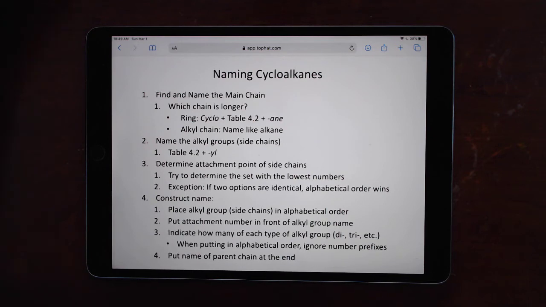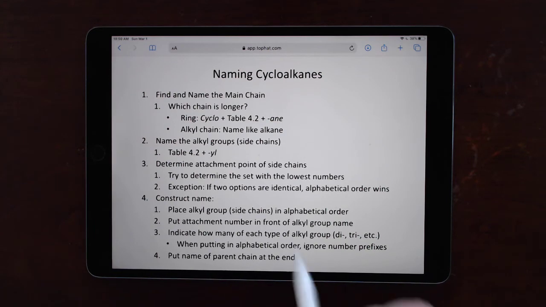Now for this one, the first thing we're going to have to do is examine the structure and ask, which is longer, the longest linear chain, or the number of carbons in the ring? One of the things is the carbon is either part of the ring or it's part of the straight chain. You can't be both. You can't mix and match. So if the ring is bigger around than the other one is long, then the ring wins.